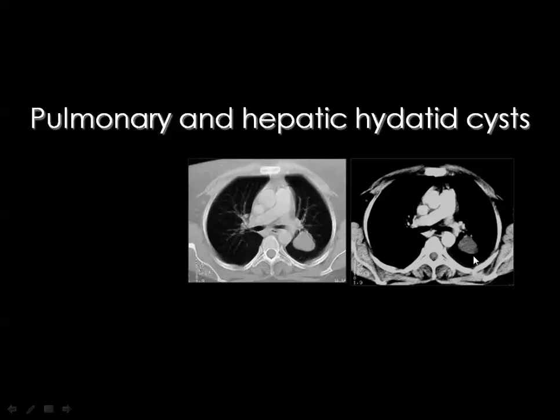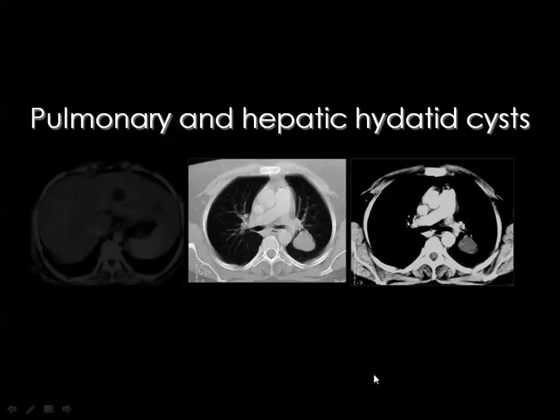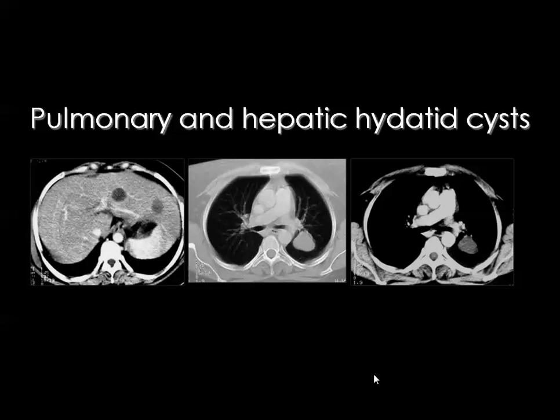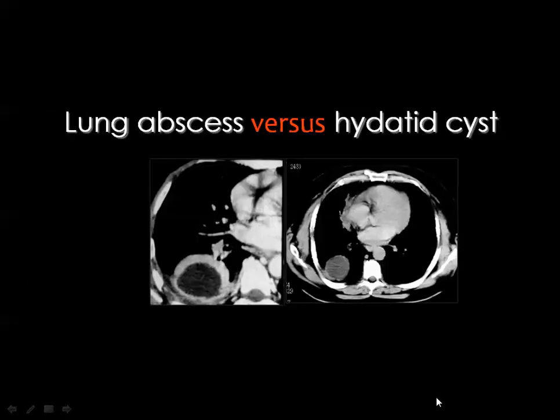So if you see a nodule or a mass totally containing water, and it is located inside the lung, you may think that you are dealing with hydatid cyst. And frequently in the pediatric age group and also in adults, you can see other hydatid cysts in the liver or in the spleen. And this is the difference between the lung abscess and the hydatid cyst.